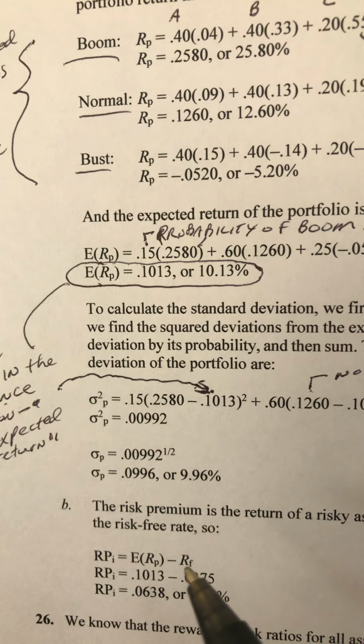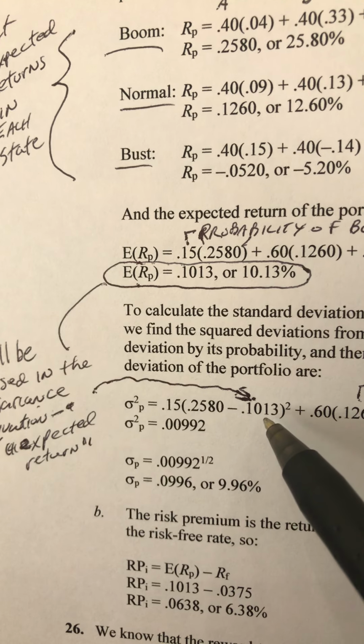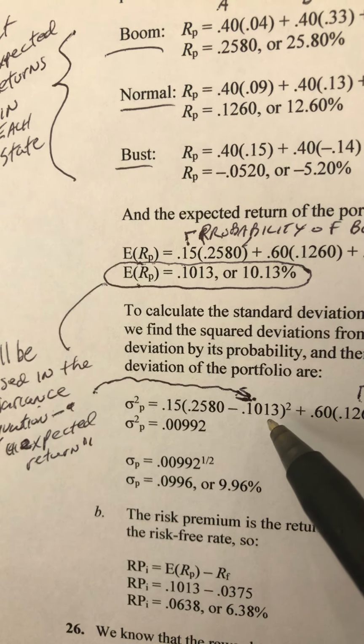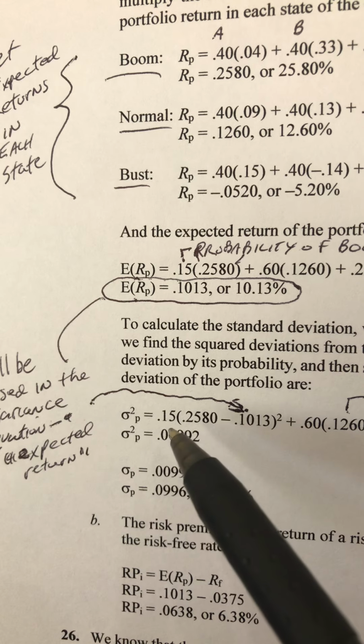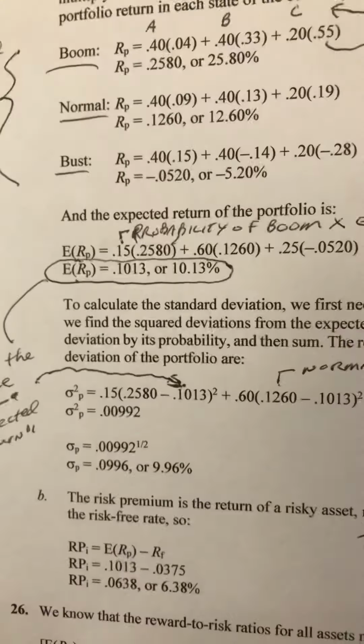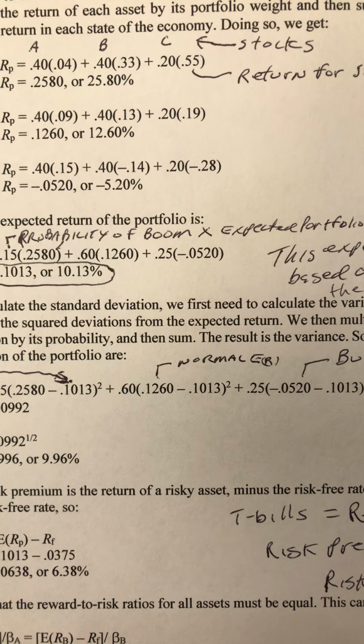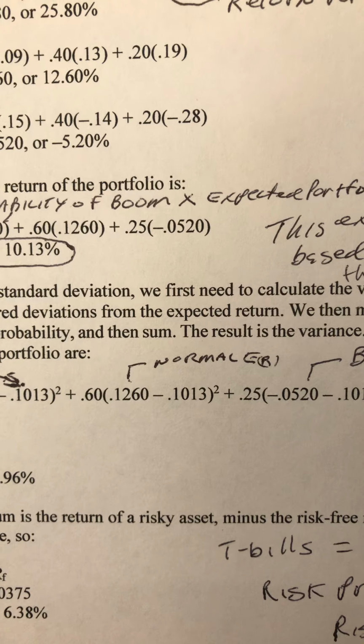So in this case, we estimate that we're going to get a 25.8% return in a Boom economy, and we're going to subtract from that the expected return that we calculated up here, factoring in all scenarios. So that gets us a difference, okay? We're going to square the difference, and we're going to multiply that by 0.15, because the 0.15 is the probability that's going to play out. That's the Boom probability.